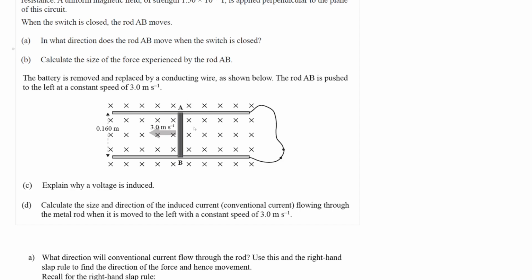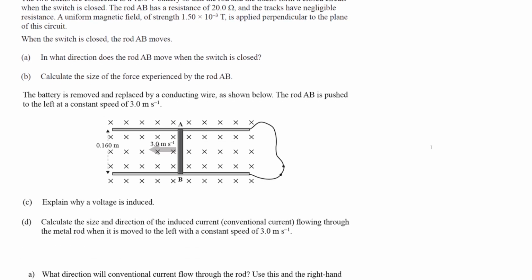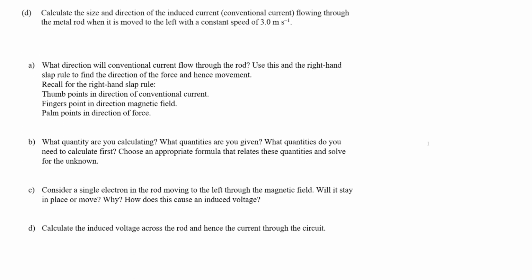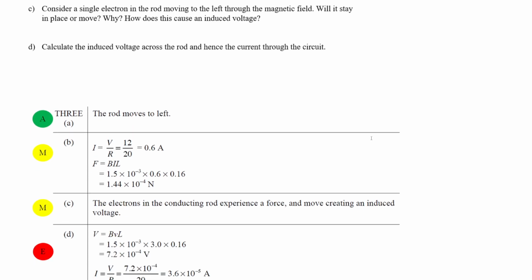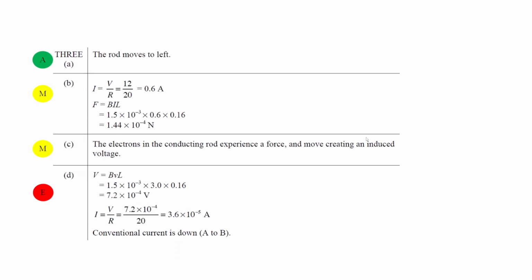So if there's an induced voltage and the circuit is complete, is current going to flow? Do you need a resistance? What's going on here? Here are some hints in case you get stuck. And here are the answers in 3, 2, 1. There you go.